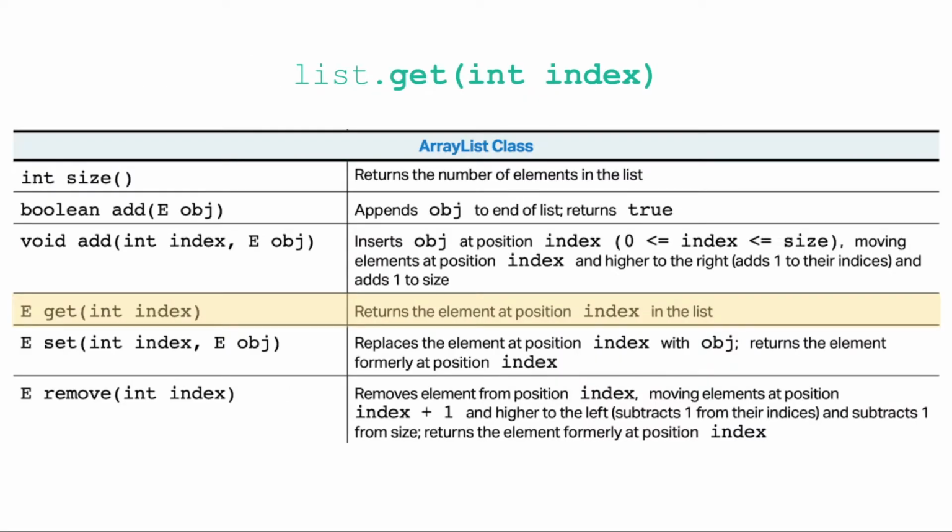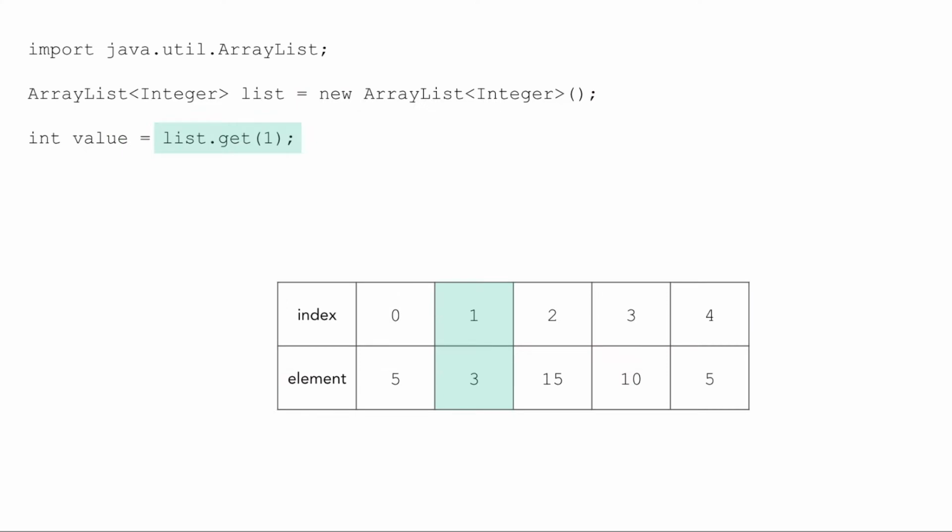Let's look at the get method. Let's call the get method that takes in one parameter. That parameter is the index or the position of the element I want to access. Notice that I have declared a variable to catch and store the element that I am getting. If I would like to see the value, I need to call system.out.print to display it. In this case, we would see the value 3 displayed.